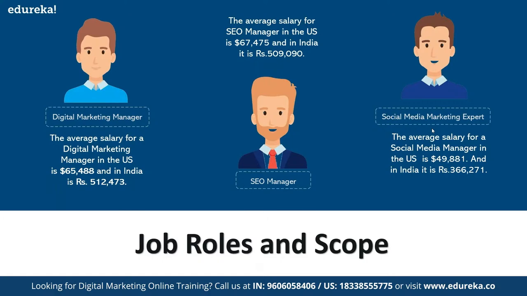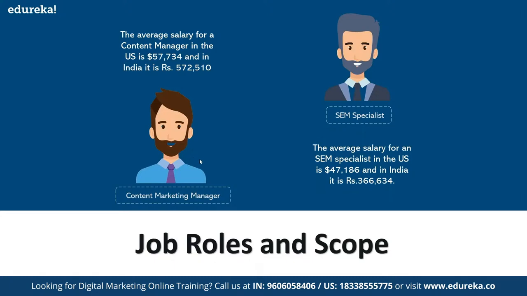And talking about the other roles, the content marketing manager's average salary in India is 5,70,000 rupees, and in the US it's around $57,000. And for an SEM specialist, in India it's about 3,66,000 rupees, and in the US the average salary is $47,000 per year. As you can clearly see, with the role of a digital marketer, you can work in various domains and various departments.